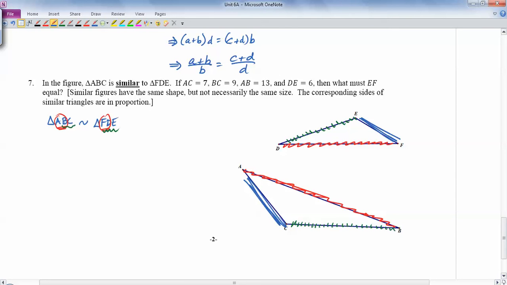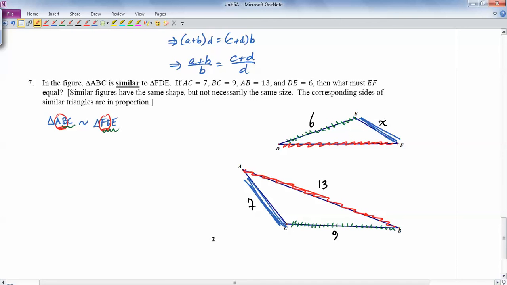Now you might be able to do it just by staring at them and saying which side's the shortest looking, but that's not going to be a reliable way if the sides are pretty close to each other. Right? So let's label what we know. AC is 7. BC is 9. AB is 13. DE is 6, and EF is the one we're looking for. So let's call that X.